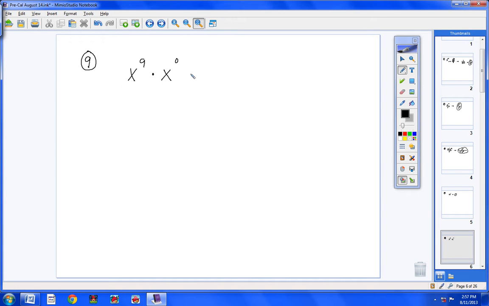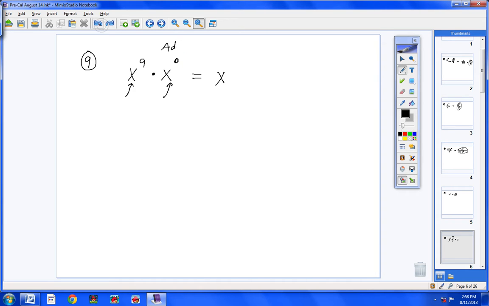Number 9. Now, here's something we learned in Algebra 2 and Algebra 1. And so we're just reviewing. x to the 9th power times x to the 0 power. What we learned is this. Whenever you're multiplying like bases, and we do have like bases, here we have a base of x and a base of x. So whenever you're multiplying like bases, you write that base one time like that, and then you do not multiply the exponents, you actually add the exponents. So 9 plus 0 is 9.